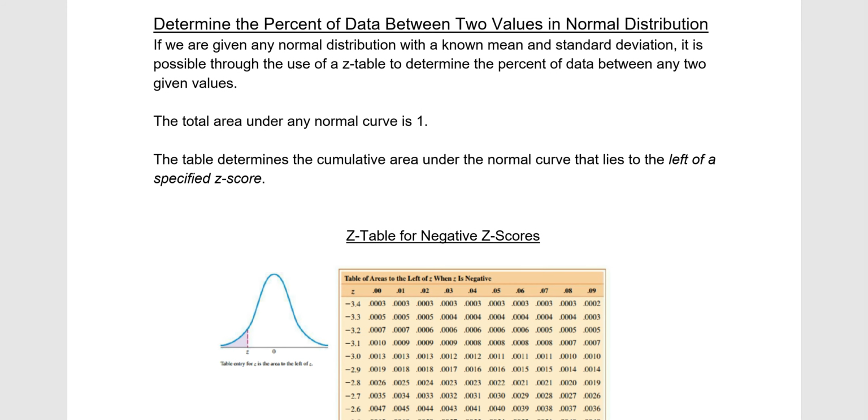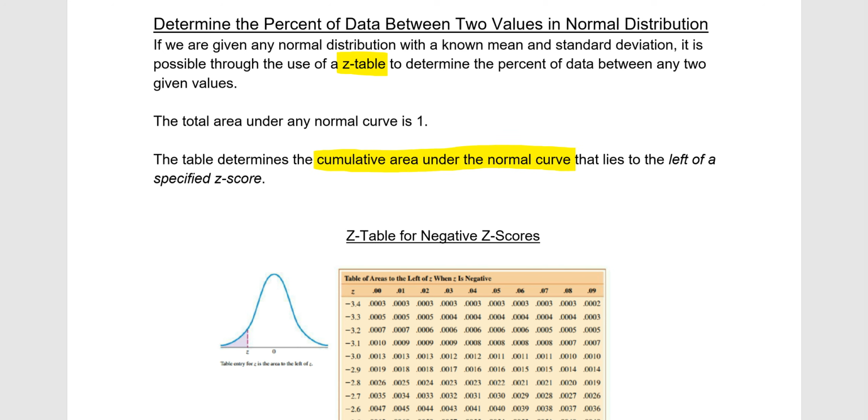So now we're going to be taking the concepts from earlier a little bit further. We're going to be determining the percents of data between any two values in the normal distribution. So we can do this for any normal distribution, obviously as long as it's normally distributed and we have the mean and the standard deviation. And the way that we're going to do this is using the z-table. What the z-table tells us is the area underneath the normal curve.